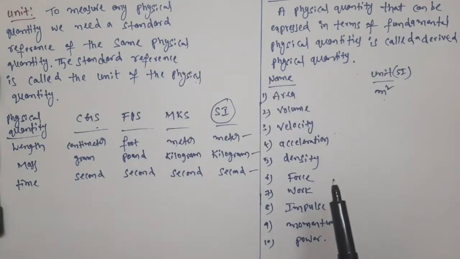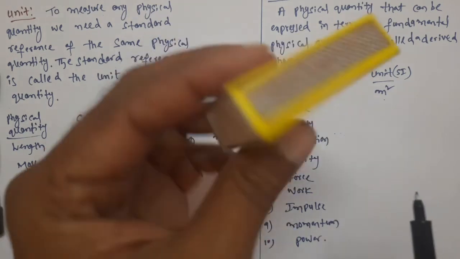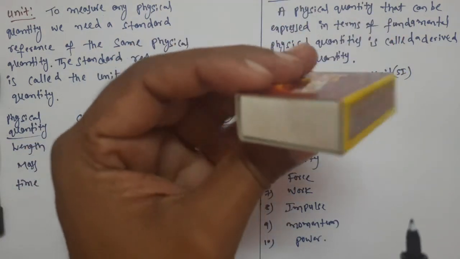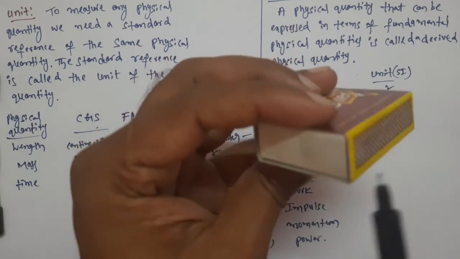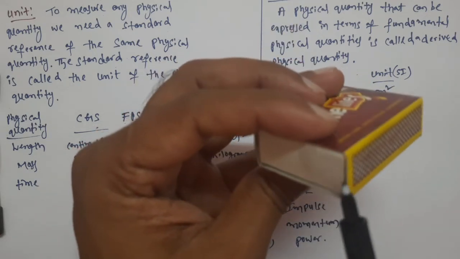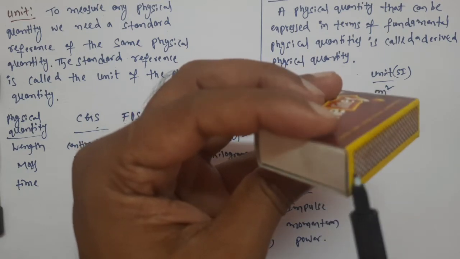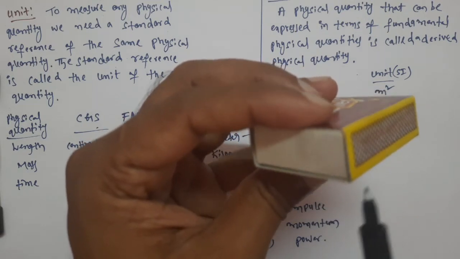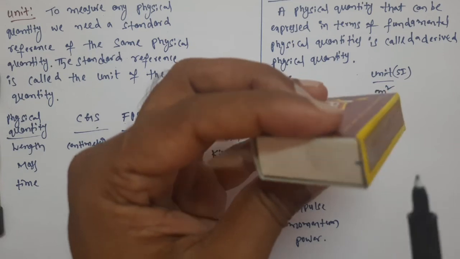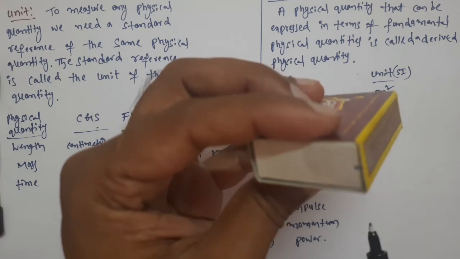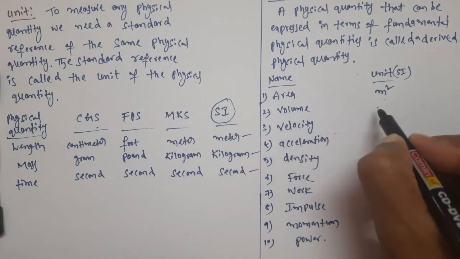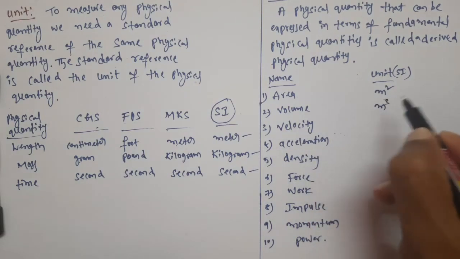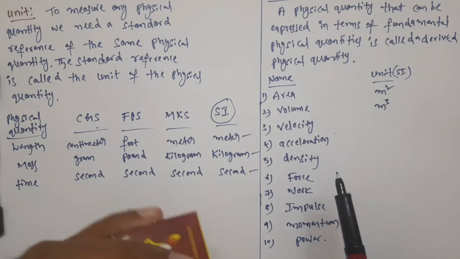And volume. How do you find volume? If it is a cuboid, what do we need to do, guys? This length into this length into this length, LBH. So this is in terms of meter, this is in terms of meter, and this is in terms of meters. Meters into meters into meters, what do we get? Meter cube. So what is the unit of volume? Meter cube. And volume is expressed in terms of length.